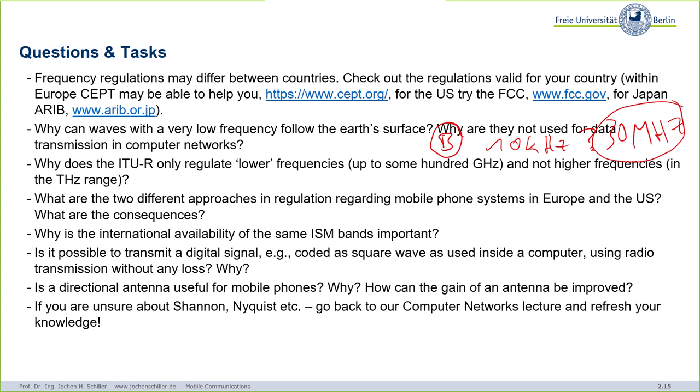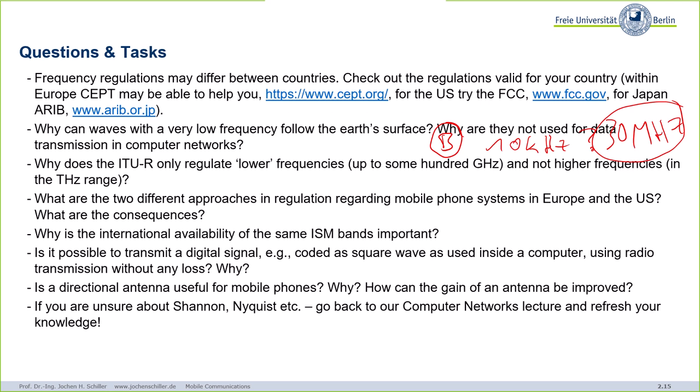So the traditional approach in Europe is governments organize it. And the governments then do these auctions. Auctions will come back when I talk about third generation systems. There are so-called beauty contests or real auctions. And the different operators, they compete for the frequencies. And then they pay something to the government. And then the government gives them the licenses for certain frequencies for some time.